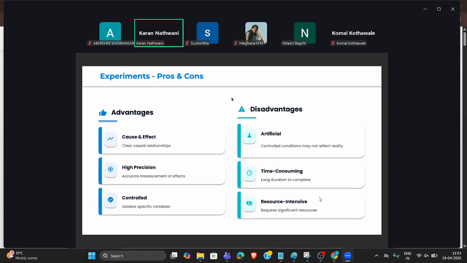Next, in experiments, we have pros and cons. The advantage is cause and effect: a clear causal relationship, you can see that. High precision, accurate measurement of effects, controlled, and you can isolate a specific variable.